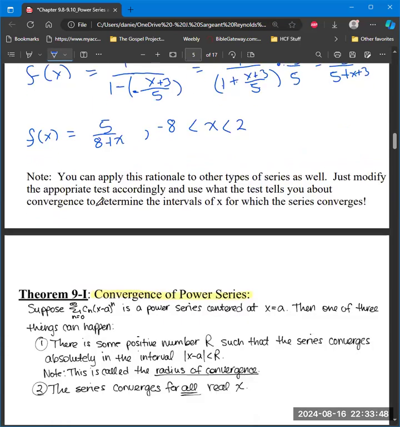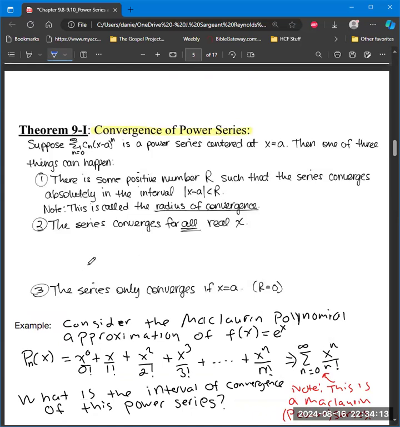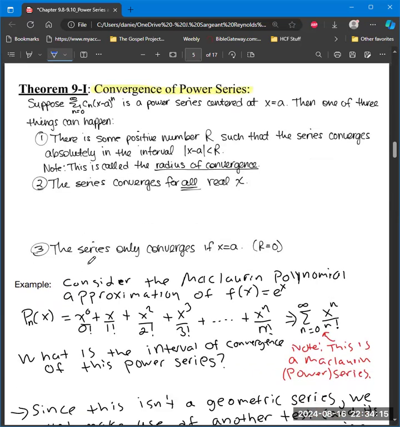So you can apply the same rationale that we've been using with the geometric series to other types of series as well. Just modify the appropriate test accordingly to use what the test tells you about convergence to determine the intervals of x for which the series converges. So specifically, we're going to be trying to use the ratio and root tests later, and I think we're going to use all ratio tests here in the notes.